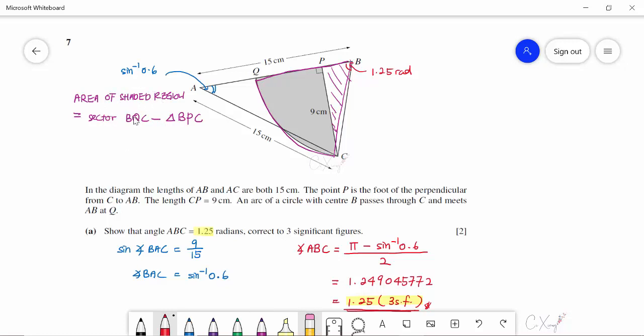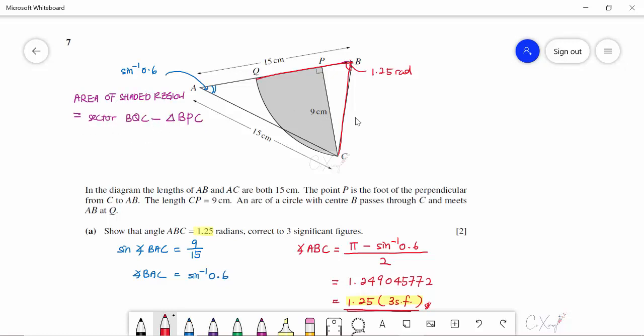Now we will slowly figure out what values we need. To calculate the area, first of all we need the area of the sector BQC. For sector BQC, you need the R. The R will be this one and also this one, which is the length of BC. So maybe we can try to find the value for BC first.